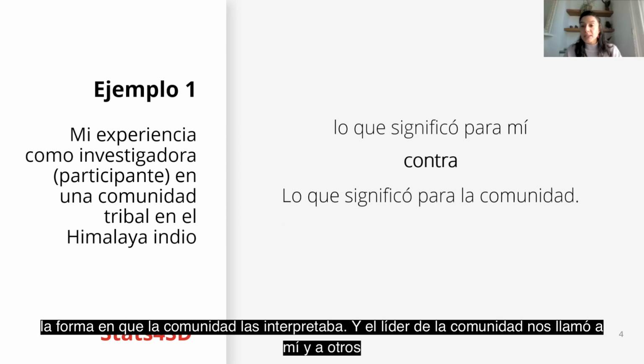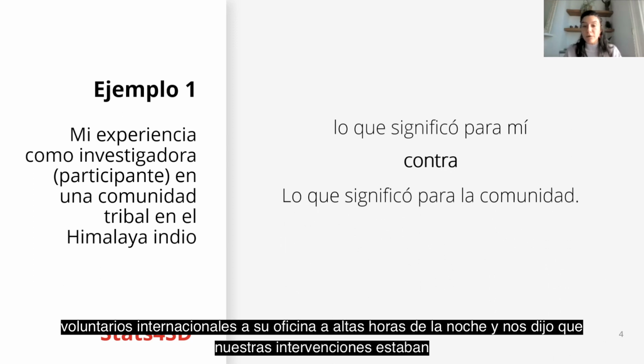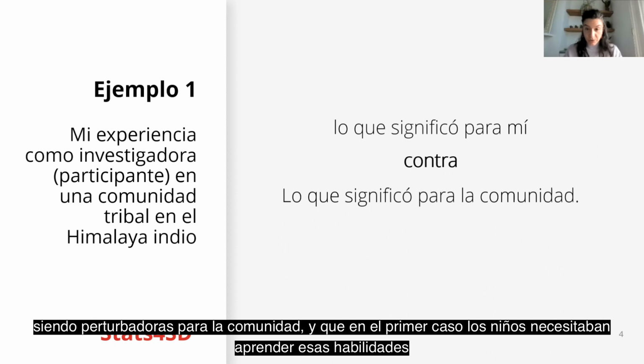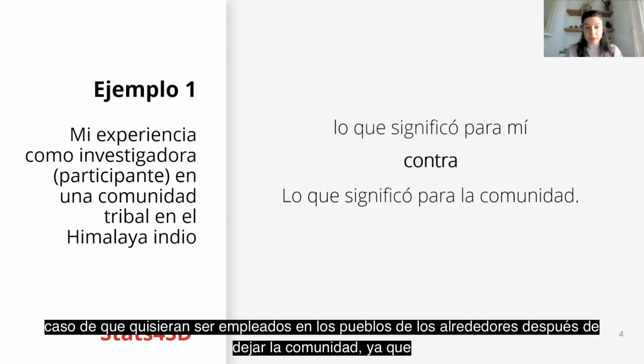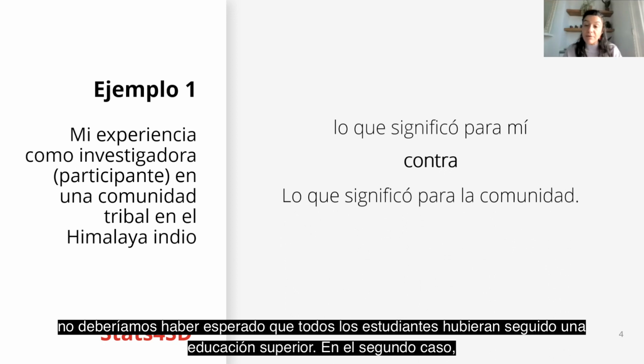And the community leader summoned me and other international volunteers to his office late at night and told us that our interventions were being disruptive to the community and that in the first case, children needed to learn those skills in breaking rocks and doing construction work because they could have been useful to them in case they wanted to be employed in the surrounding villages after leaving the community, as we should not have expected that every student would have pursued higher education.